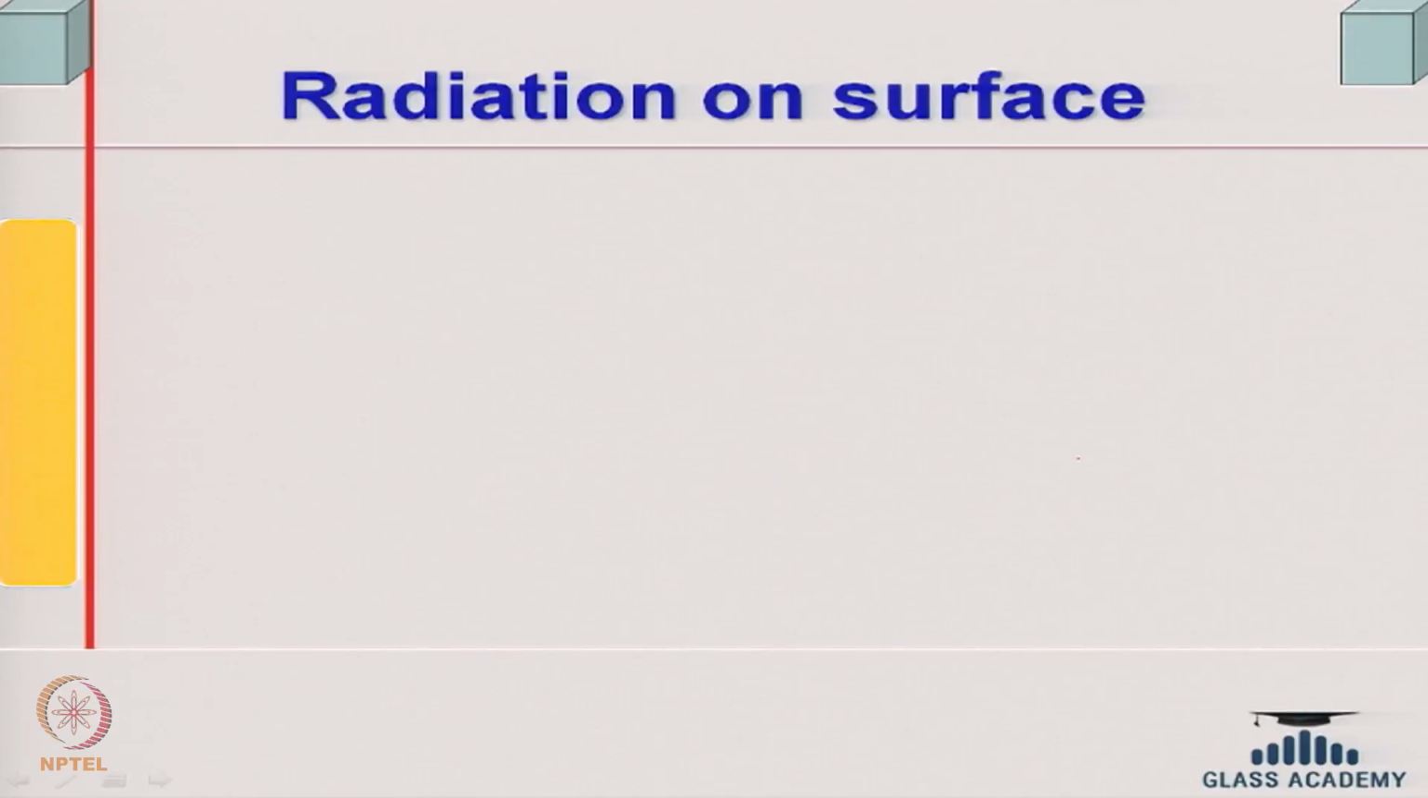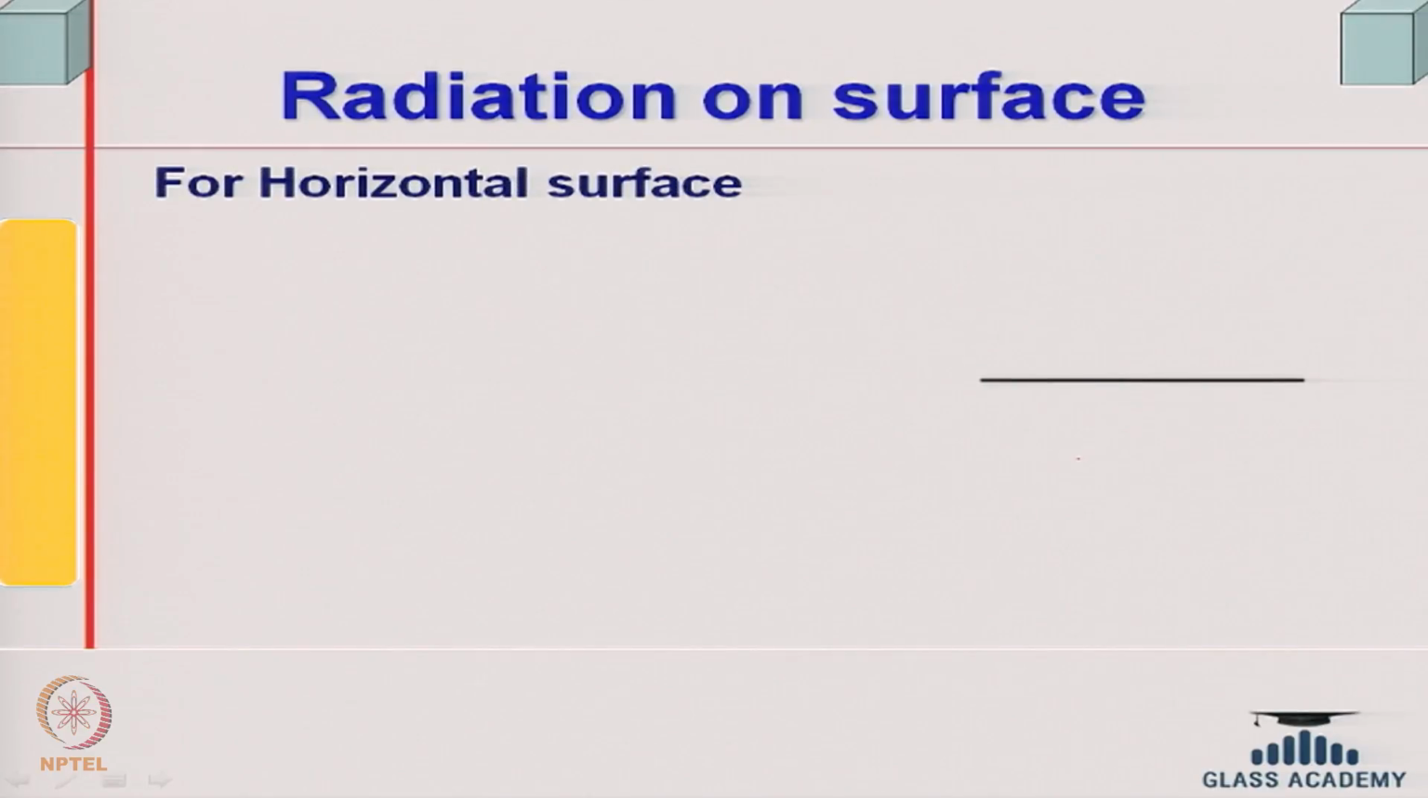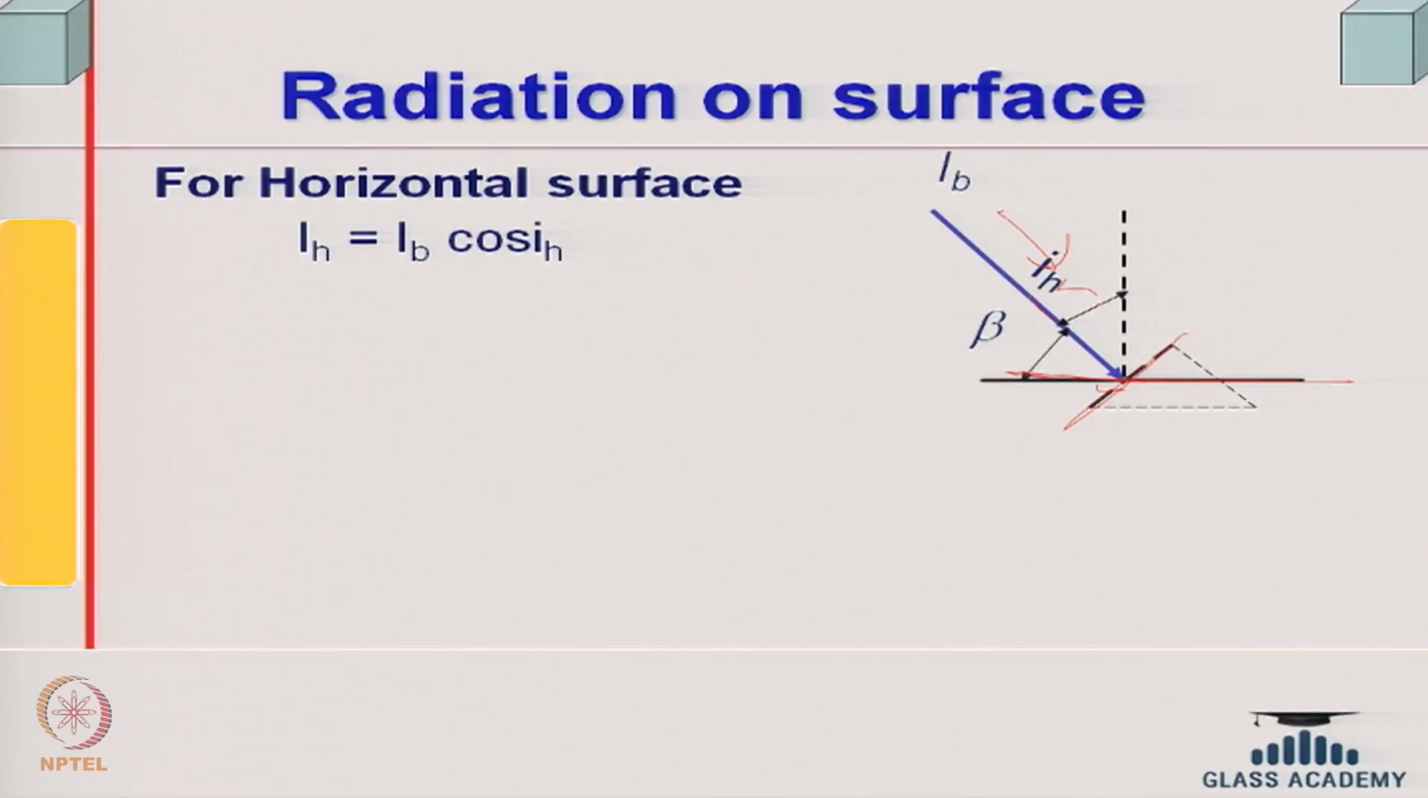So for a horizontal surface, one can find out the radiation. What we call beam radiation is normal to the beam direction. So, say this is my sun ray, and the beam radiation is normal to a surface which is normal to the beam direction. And you can find out, if I have the incident angle, which is the angle between the normal to this surface and the sun's radiation, this is called the incident angle. Then this is obviously the altitude angle, and IH is the incident angle for the horizontal surface.